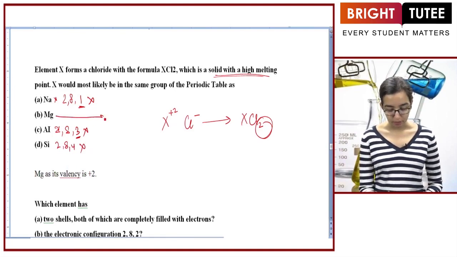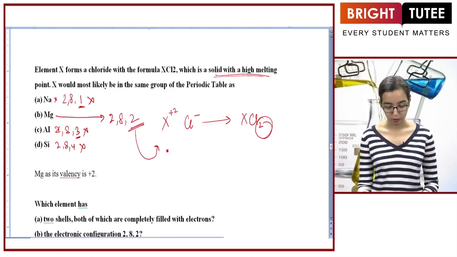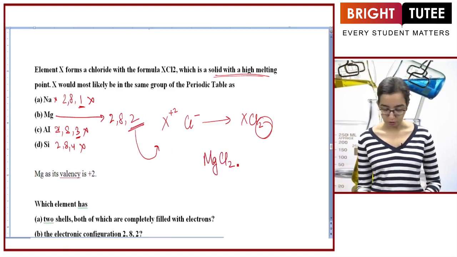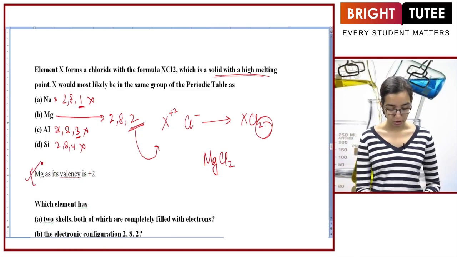But magnesium has the configuration of 2, 8, 2. It has 2 electrons in the outermost shell and hence the valency of 2. So, the XCl2 is actually MgCl2. And by this we will answer the question that magnesium has the valency of plus 2, and that is why it is forming a compound with chlorine of XCl2 format.